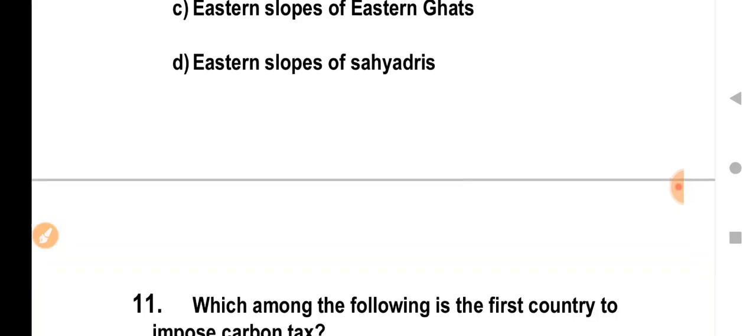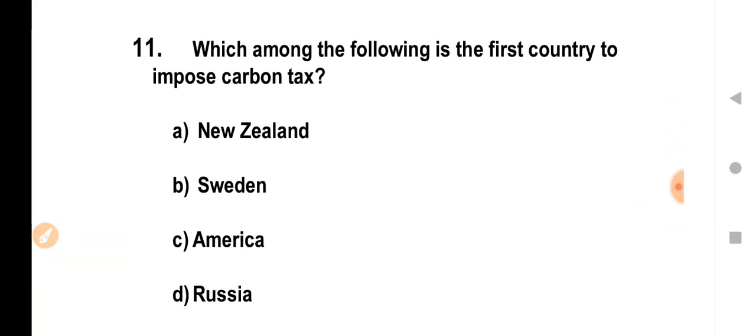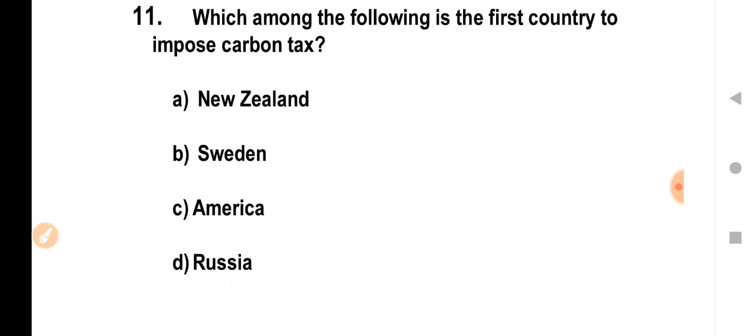Next, which among the following is the first country to impose a carbon tax? And the answer is A, New Zealand.